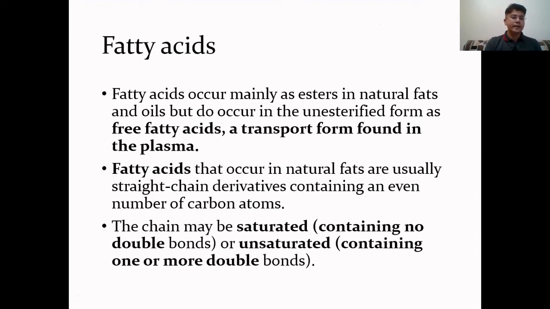Let's have a look at the fatty acids. Fatty acids occur mainly as esters in natural fats and oils, but do occur in the unesterified form as free fatty acids, a transport form found in the plasma. Fatty acids that occur in natural fats are usually straight chain derivatives containing an even number of carbon atoms. The chain may be saturated, that is, it may not contain a double bond, or unsaturated, which may contain one or more double bonds.